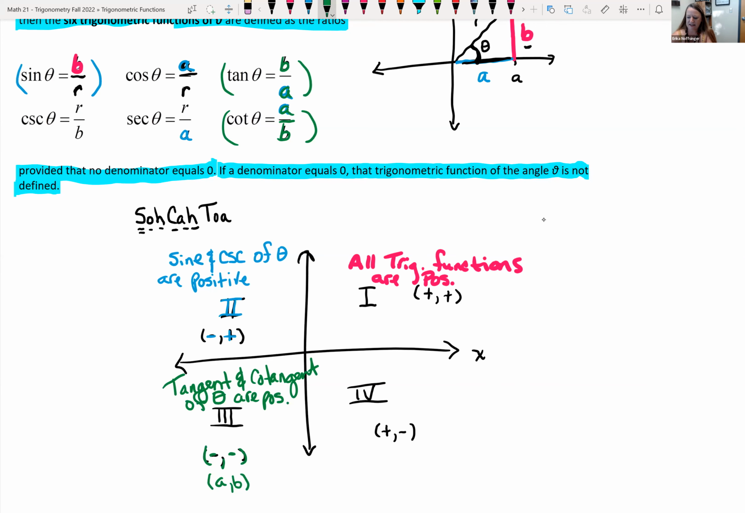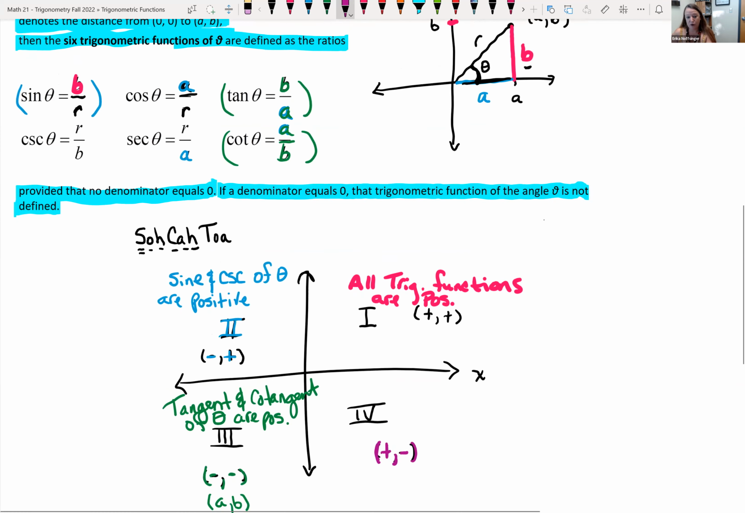And so we can do that same sort of reasoning down in this fourth quadrant. In our fourth quadrant, we know our X value is positive and our Y value is negative. And so in this case, any ratio that has our X value, which was A, divided by R, or R divided by A, those are going to be the ones that are positive. And so the only ones that have A and R in them are cosine theta and secant theta.